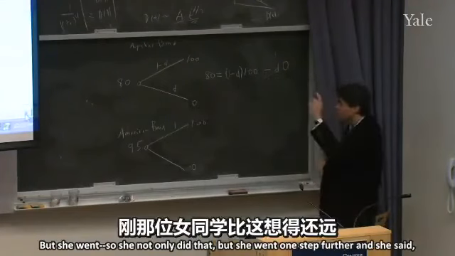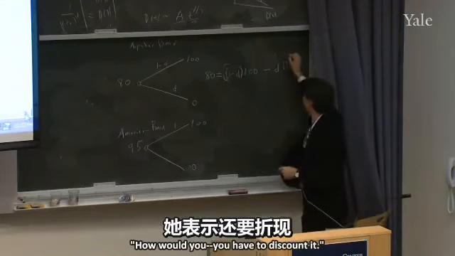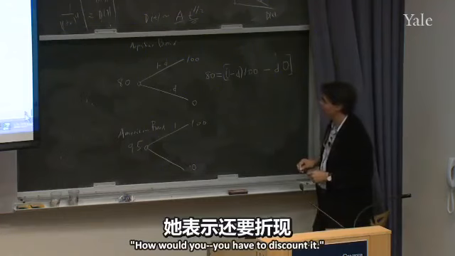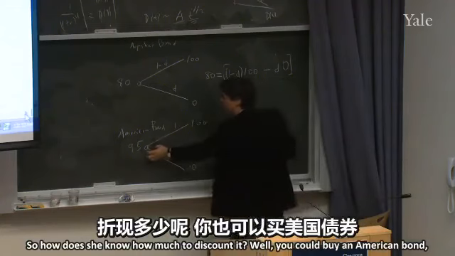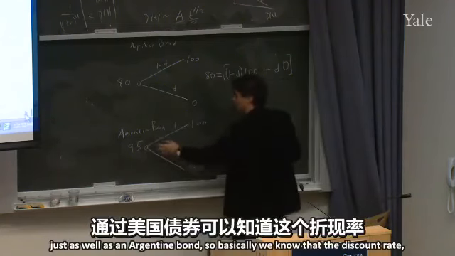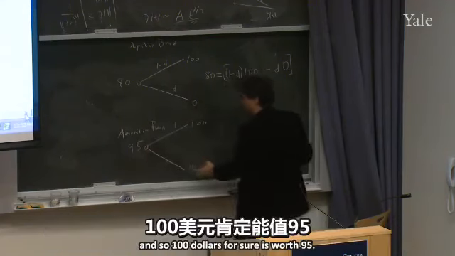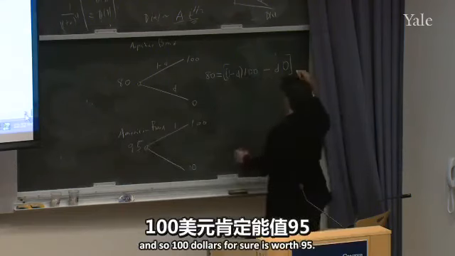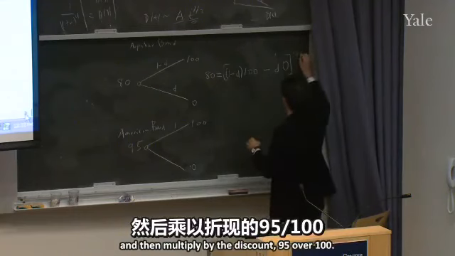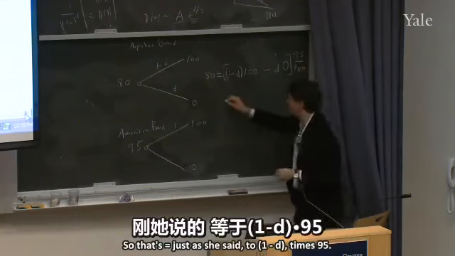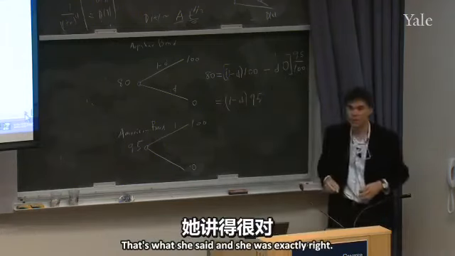But she not only did that, but she went one step further, and she said, how would you have to discount it? So how does she know how much to discount it? Well, you could buy an American bond just as well as an Argentine bond. So basically, we know that the world discount rate, the Argentines can buy the American bonds, and so $100 for sure is worth 95. So according to our hypothesis, you take the expected payoff and then multiply by the discount, 95 over 100. So that's equal, just as she said, to 1 minus D times 95. She was exactly right.